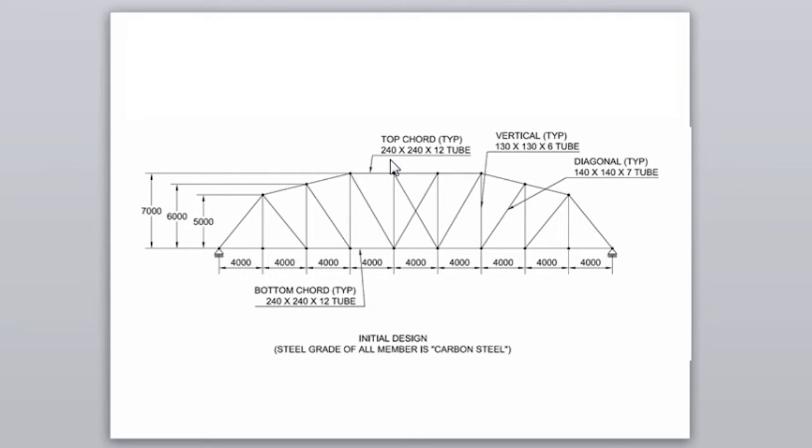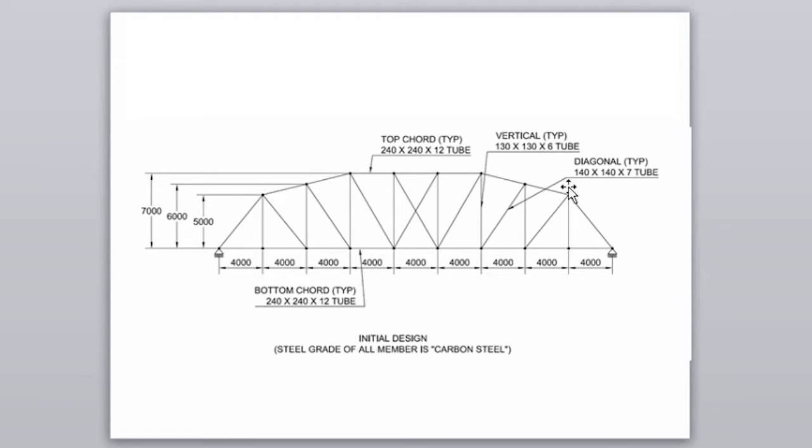The top members of the bridge, these are referred to as the top chords. I'm going to make these 240 by 240 by 12 tube members. I'm going to use carbon steel for all the members of my bridge. The bottom members of the bridge are referred to as the bottom chord. For these members, I'm going to use 240 by 240 by 12 tube members as well. The verticals of my bridge, these are called verticals. I'm going to use 130 by 130 by 6 tubes for these members. The inclined members between the top and the bottom chords, these are referred to as the diagonals. I'm going to make these 140 by 140 by 7 tubes.